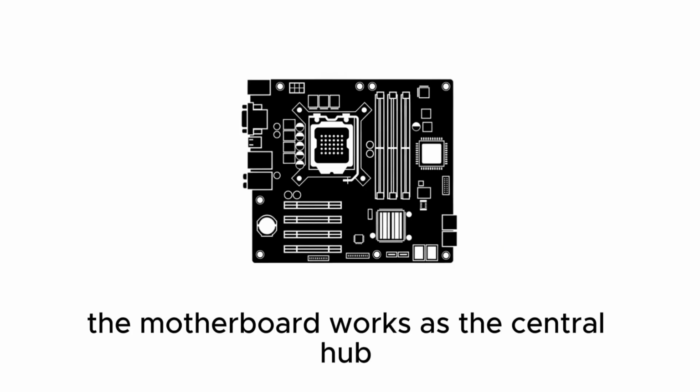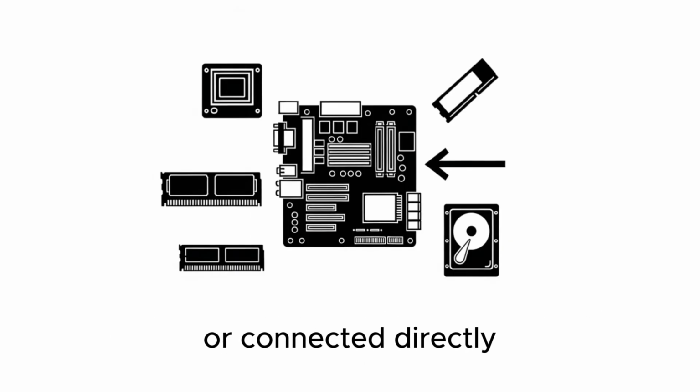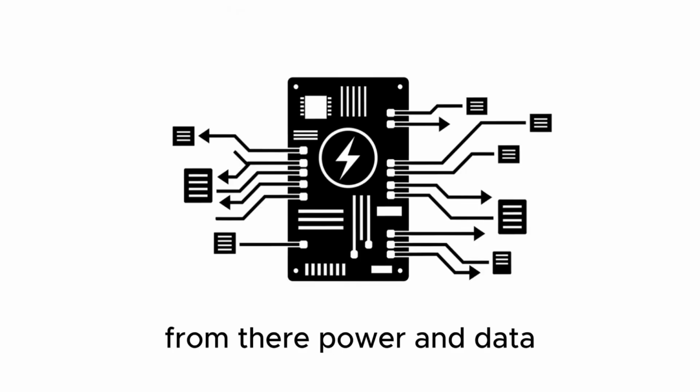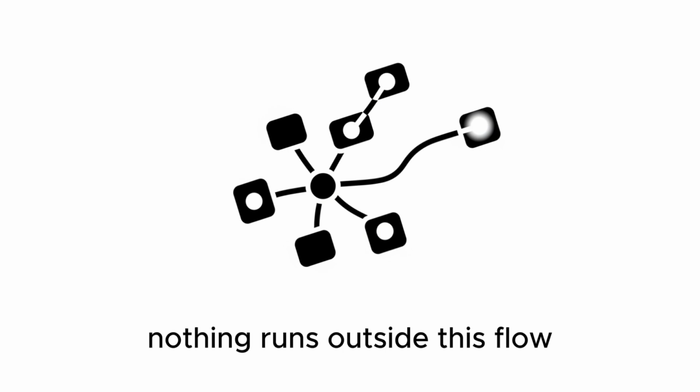The motherboard works as the central hub of the system. All components are installed on it or connected directly through its ports and slots. From there, power and data flow constantly and in an organized way. Nothing runs outside this flow.